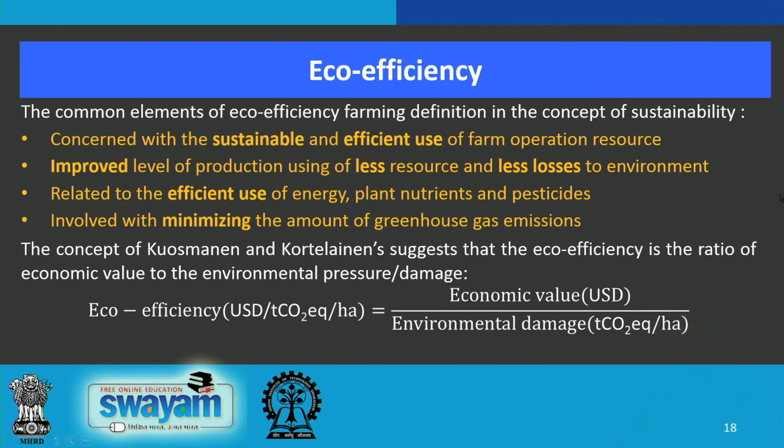suggests that eco-efficiency is a ratio of economic value to the environmental pressure or the damage, and can be expressed as eco-efficiency in monetary terms divided by the tons of carbon dioxide equivalent per unit area, which is equal to the economic value in monetary terms divided by the environmental damage, which is expressed in terms of the tons of CO2 equivalent per unit area.